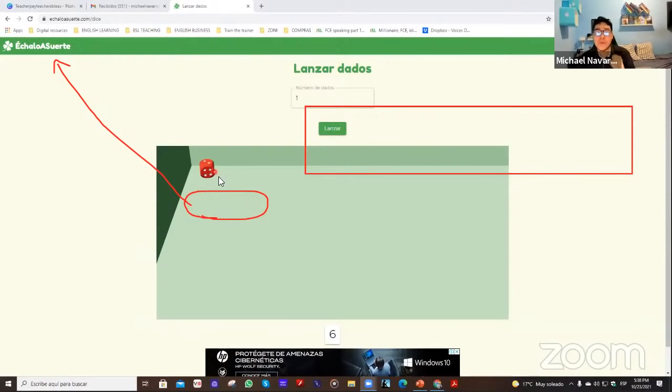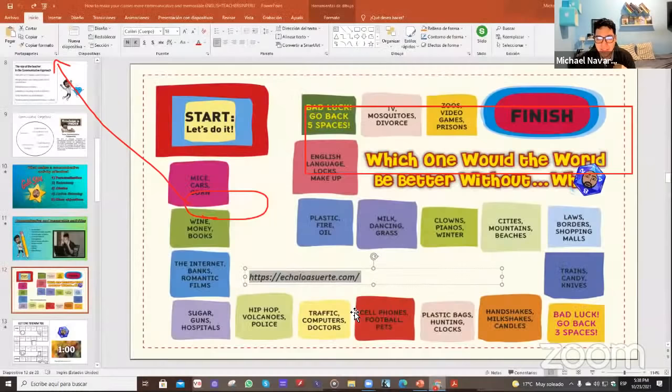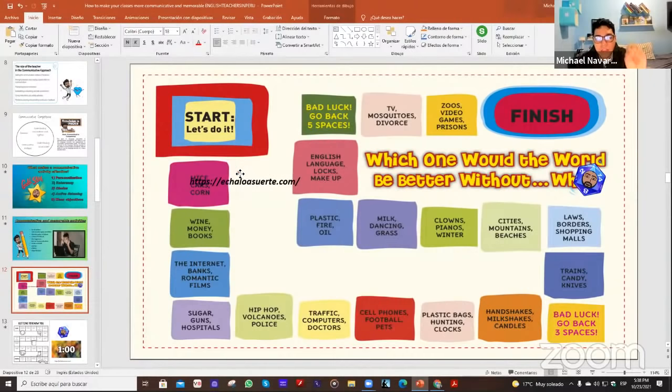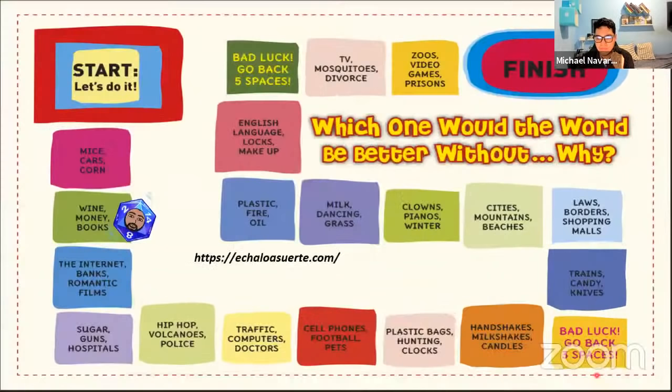So I'm gonna move, in this case, two spaces. Let's see, one, two. I have just gone forward two spaces. And we have these three options. We have wine, money, and books.